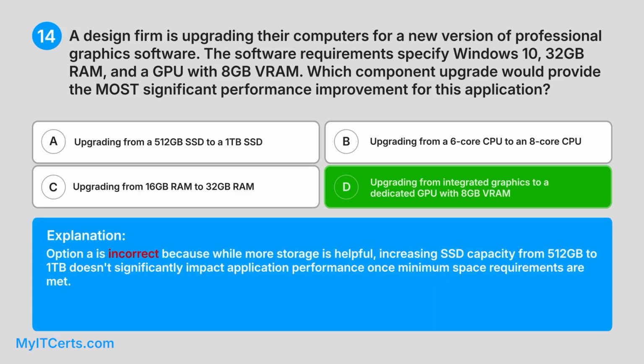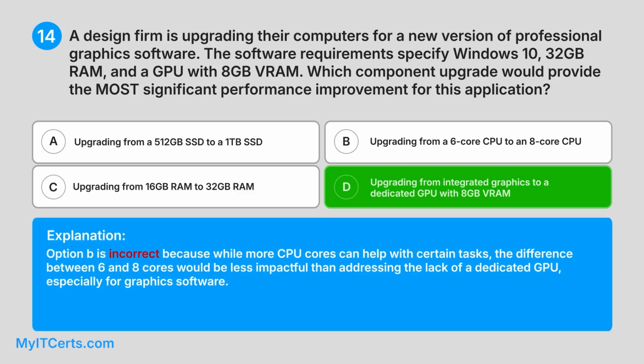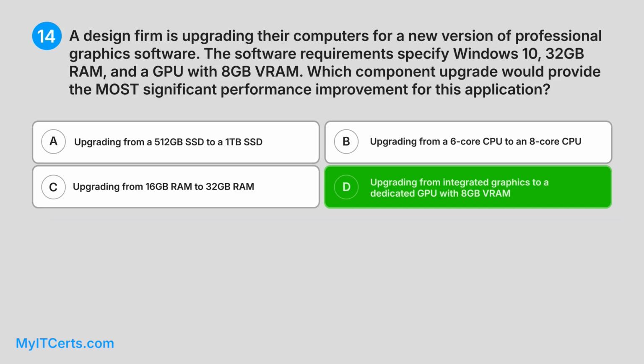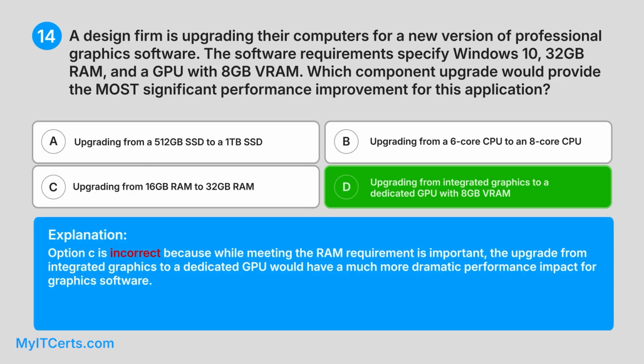Option A is incorrect because while more storage is helpful, increasing SSD capacity from 512 GB to 1 TB doesn't significantly impact application performance once minimum space requirements are met. Option B is incorrect because while more CPU cores can help with certain tasks, the difference between 6 and 8 cores would be less impactful than addressing the lack of a dedicated GPU, especially for graphics software. Option C is incorrect because while meeting the RAM requirement is important, the upgrade from integrated graphics to a dedicated GPU would have a much more dramatic performance impact for graphics software.